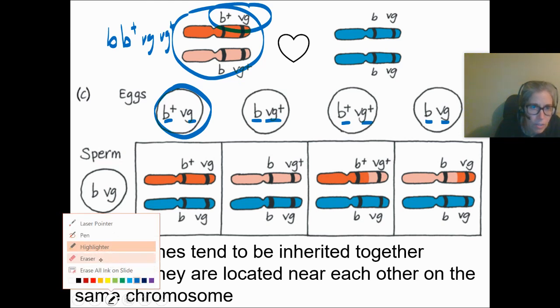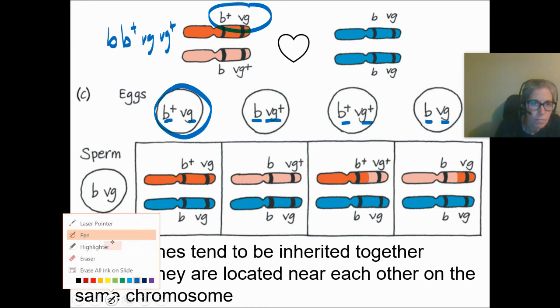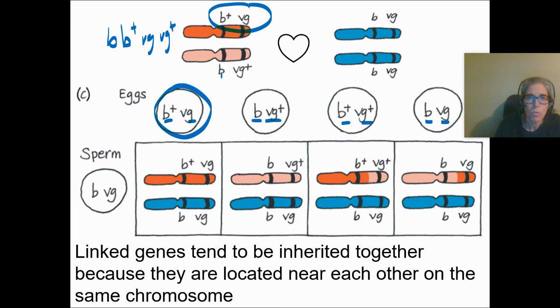I don't know if you can see that, but let's get rid of this. So this one is a B with a VG plus right here. So you're going to get a lot of this. The only time you're going to get a B plus and a VG plus is if this chromosome and this part of the chromosome cross over right in between the two.